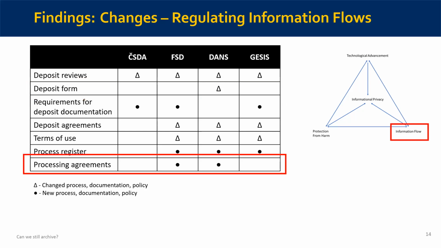One of those being the processing agreement. So the 2 processors, DONS and FSD, were the only data archives to implement some sort of processing agreement that dictates just what processing work they will do to the data. However, they did do this through 2 different approaches.